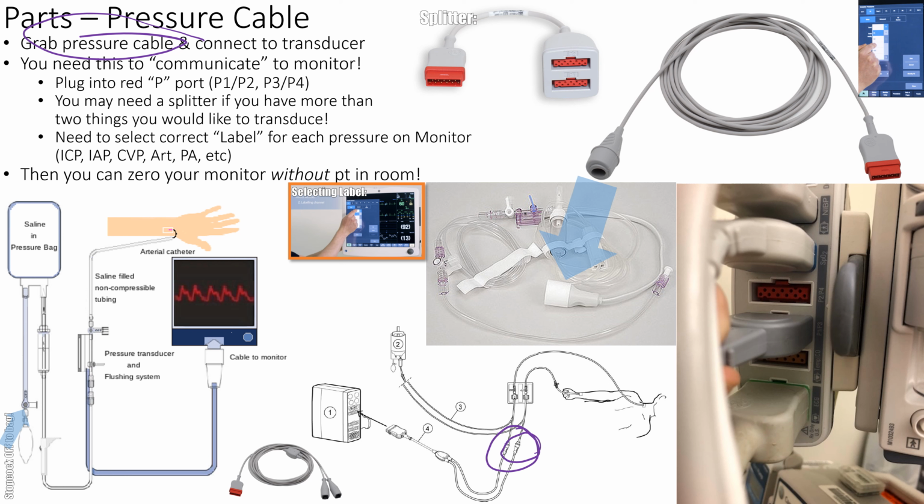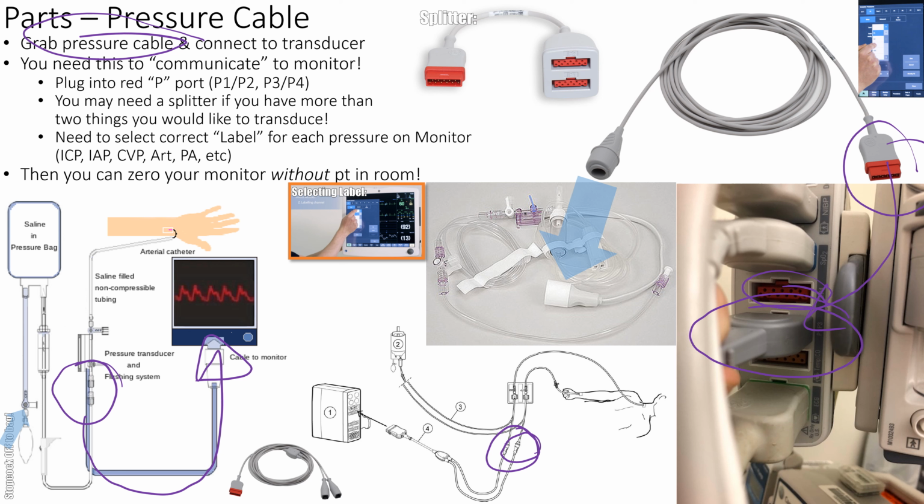And then we're going to plug the other end of the gray cable. What's that? Someone's getting dial up over here. Anyway, so you plug a cable into the transducer right there, and the other end's plugged into the monitor, right? So it plugs in right there on the monitor. You can see the red end, that's our pressure cable. And then there's only 2 pressure inputs on our monitors.